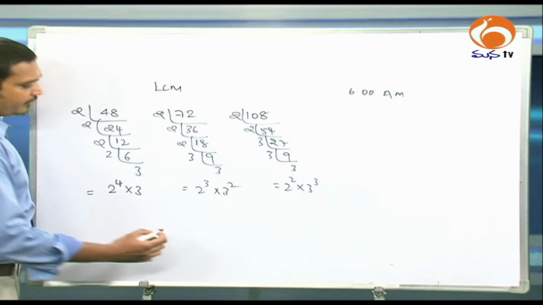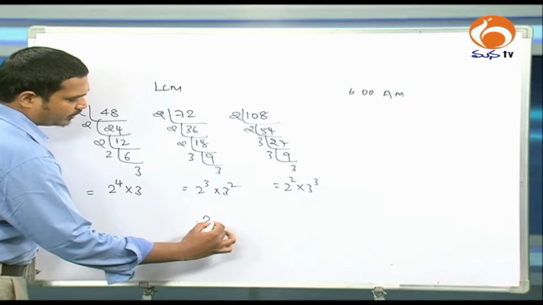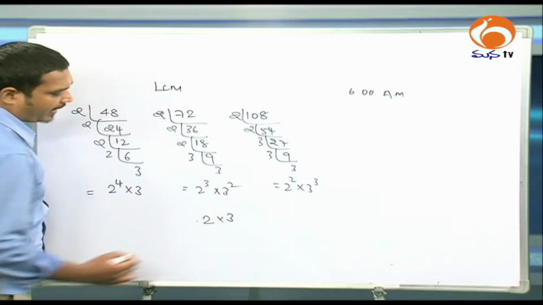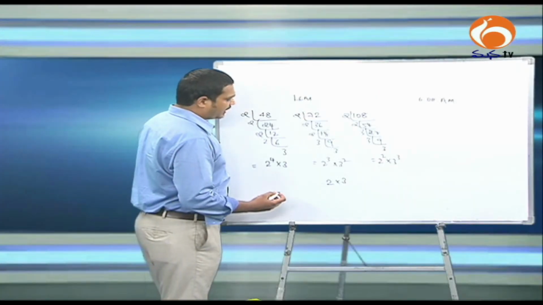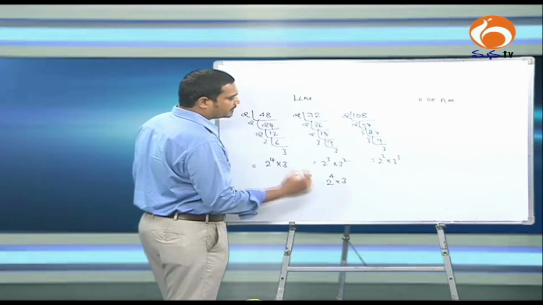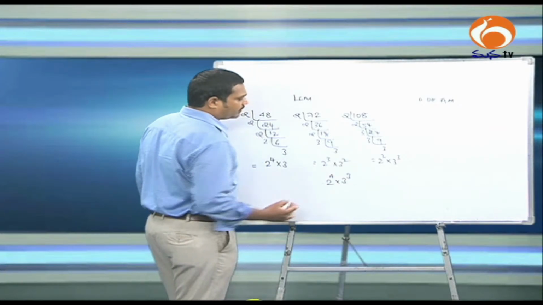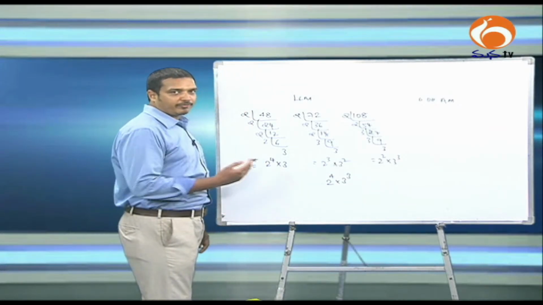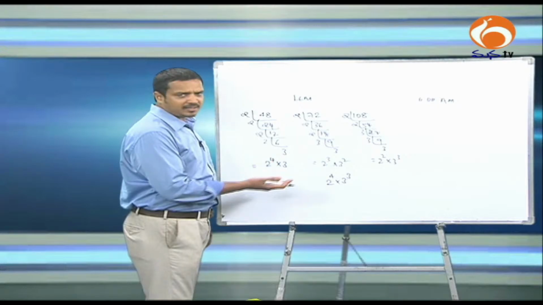Now the prime factors are 2 and 3. Highest power of 2, you can see, is 4 here, and highest power of 3 is 3. Am I right? I took the highest power of 2 and considered the highest power of 3. That's how we do the LCM.